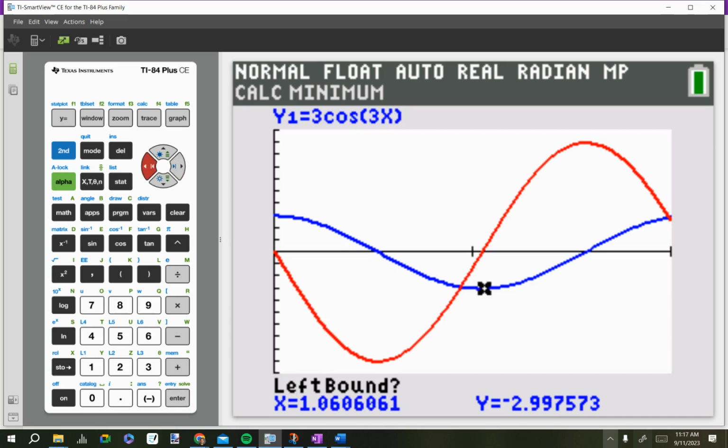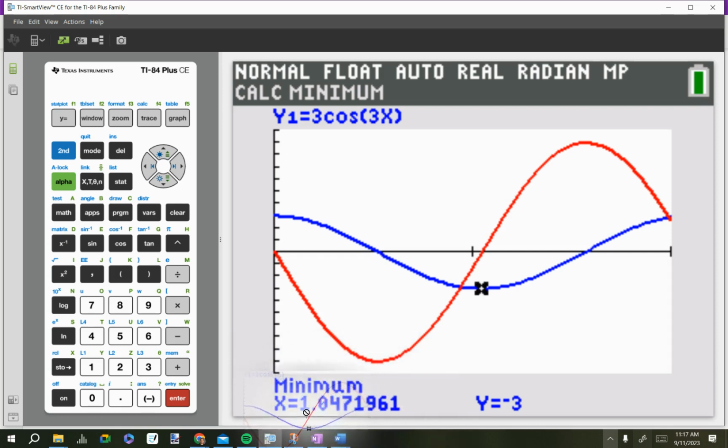Again, here's where we think the minimum happens. Make sure you're on the blue line. If you're on the red line, you got to switch, but I'm on the blue line. Left bound, hit enter. Right bound, hit enter. Yes, hit enter. There's my value. Which thing do I want here? Oh, what? That X looks familiar.